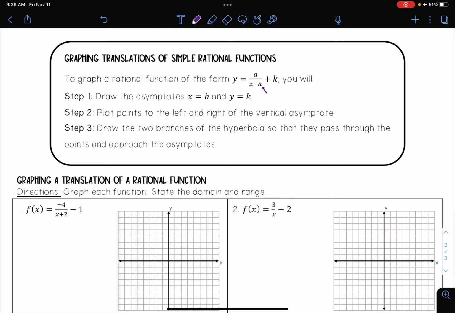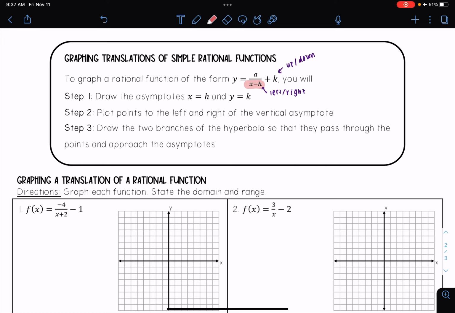So to graph a rational function of this form, we're first going to draw our asymptotes. And our asymptotes now, instead of being x equals 0 and y equals 0, since it's translated, are going to be x equals h and y equals k. And be careful with this x equals h. Remember, it's always going to be the opposite sign of what you see here. Since it's of the form x minus h, if this were x minus 2, that means my h is equal to 2. However, if this was x plus 2, then h is going to equal negative 2.